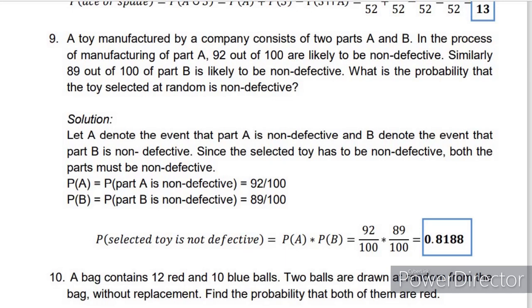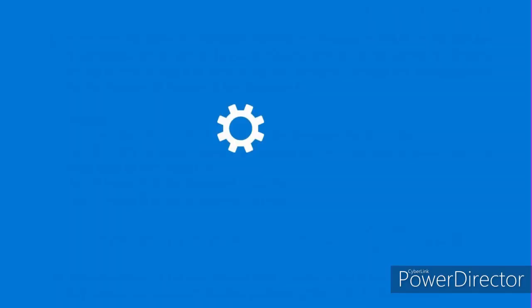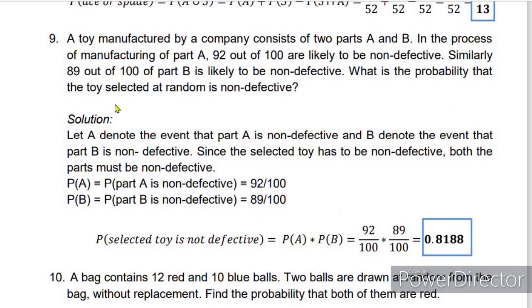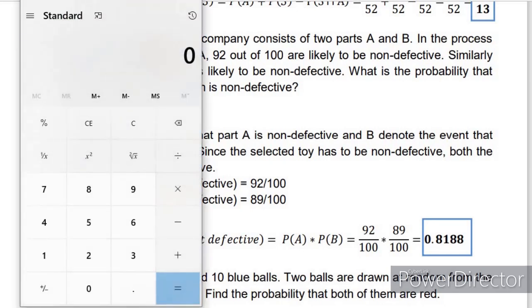Next, number 9. A toy manufactured by a company consists of two parts, A and B. In the process of manufacturing part A, 92 out of 100 are likely to be non-defective. It is for part A, okay? Then similarly, 89 out of 100 for part B. It is also non-defective.